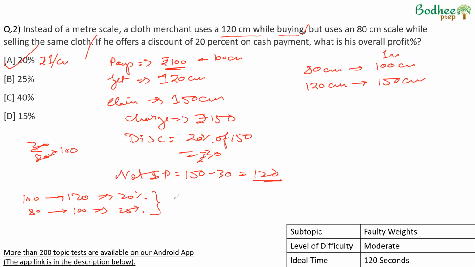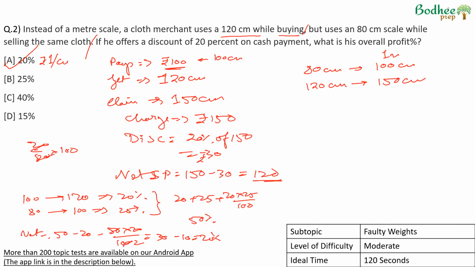This will lead to a net increase of 20 plus 25 plus 20 into 25 upon 100, which will be 50%. On this, 20% discount is given, and therefore net profit will be 50 minus 20 minus 50 into 20 upon 100. So this becomes 30 minus 10, which is 20%. Even this could have been done. So solving time about or ideally less than 2 minutes. Concept wise, maybe moderate level of question.